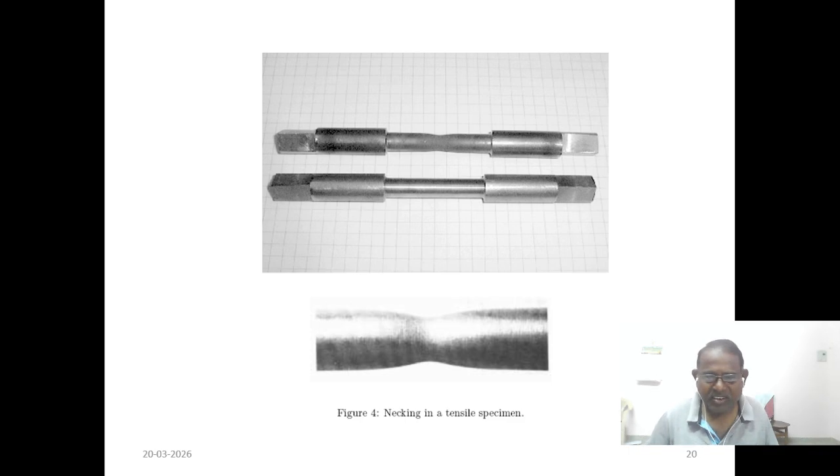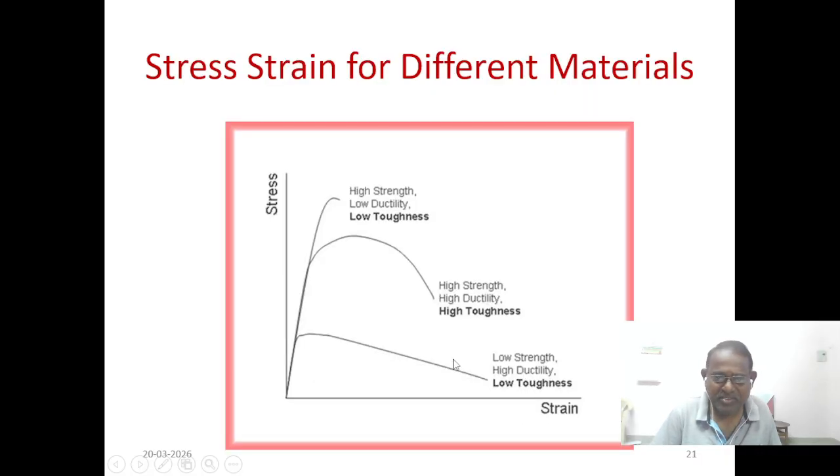And these are all the specimen photographs. During the test this material will be like this, during the test it will form necking. So the necking is clearly photographed in these pictures, which we have seen in the video also. So for stress strain curves of different materials, one should clearly understand that the stress strain curve will not always be like the one in the previous slide.